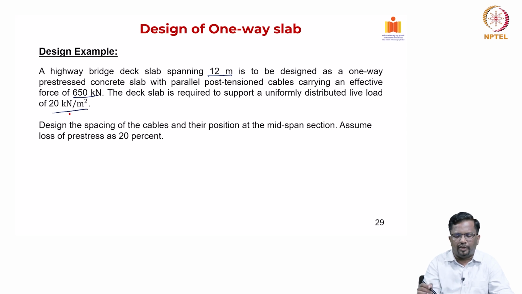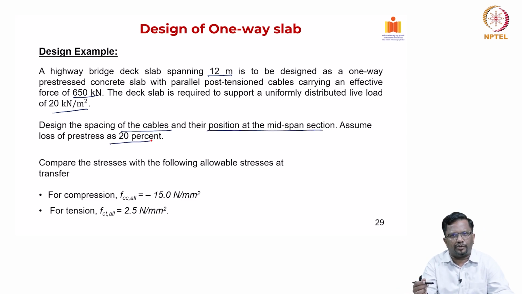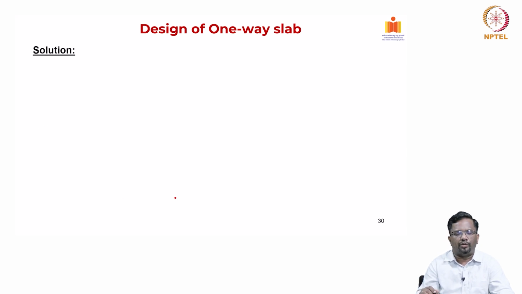So, requirements are high. Now we need to design the spacing of the cable and their position at the midspan section. Let us assume pre-stress loss to be 20%, and these are the acceptable stress limits. You can see when we transfer, the compression cannot go more than 15 megapascal and tension cannot go more than 2.5 megapascal. So, let us look at how we design it.